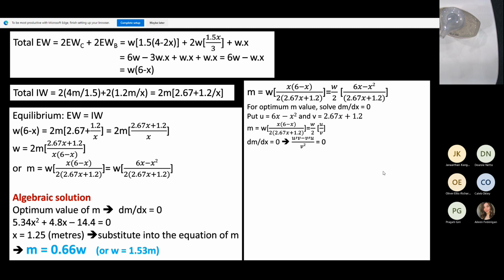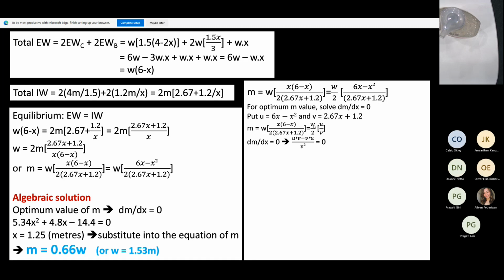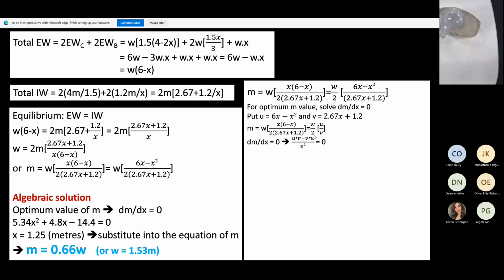In order to optimize, w over 2 is positive, so you can ignore it, you can forget about it, because we are going to optimize and equate to 0. When you put it equal to 0, w over 2 cannot be 0. So the only thing that can be 0 is what you get when you differentiate this ratio.